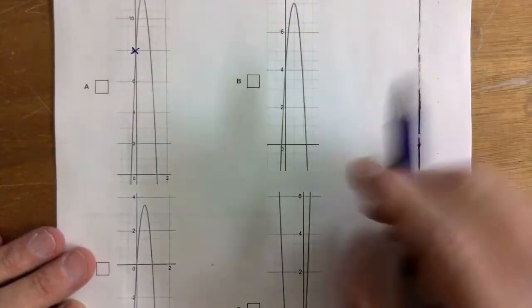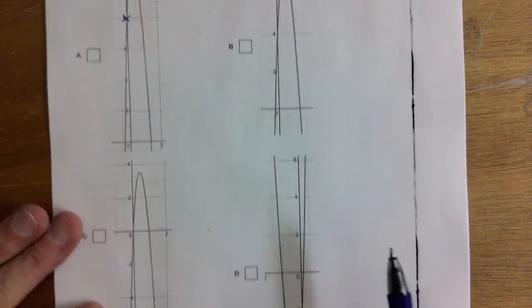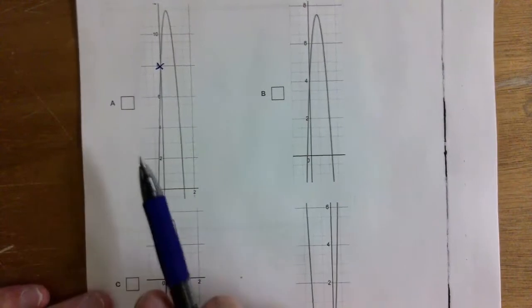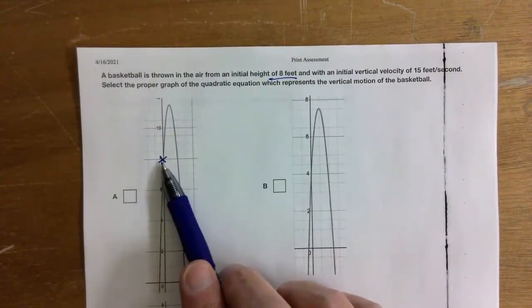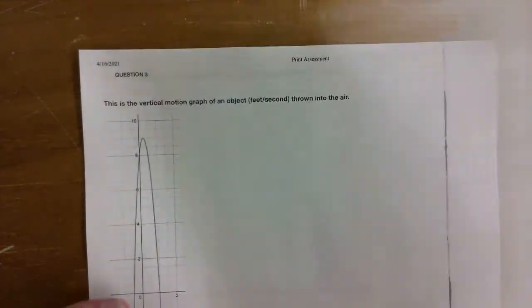This one is 4, that's not right. This one is 0, that's not right. And this one's upside down, that's not right at all. All right, there it is. Initial height of 8 feet, right there. That's where it starts. It comes back down, okay?